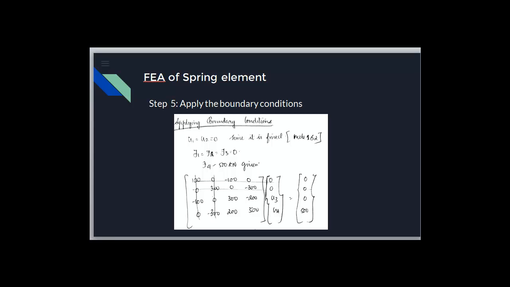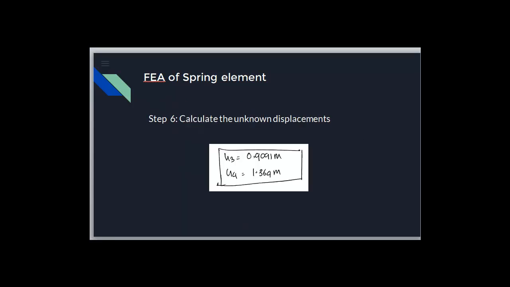By applying the boundary conditions U1, U2 equal to 0 in the nodal displacement vector and F1, F2, F3 equal to 0 in the nodal force vector, the size of the matrix will be reduced by removing rows and columns which have 0 boundary conditions. By removing those rows and columns, the unknown displacements U3 and U4 can be calculated. The unknown displacements are calculated as U3 equal to 0.9091 meter and U4 equal to 1.364 meter.